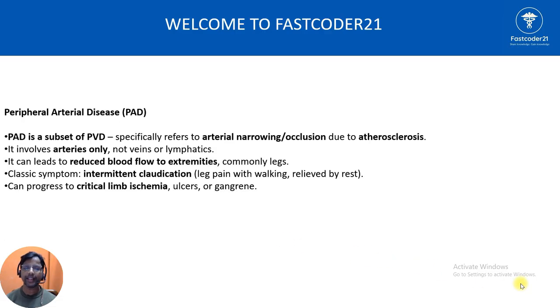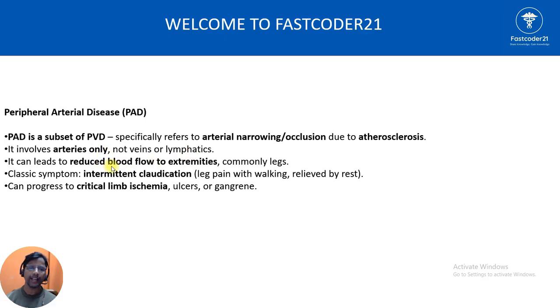Next we will see peripheral arterial disease. So previously we have seen peripheral vascular disease, correct? PVD includes arteries, veins as well as lymphatic vessels where flow is possible. So PAD is a subset of PVD. As we have discussed, PAD is a part of PVD. Specifically, PAD refers to arterial narrowing or occlusion due to atherosclerosis. As we have discussed previously, PAD includes only arteries, not veins or lymphatics.